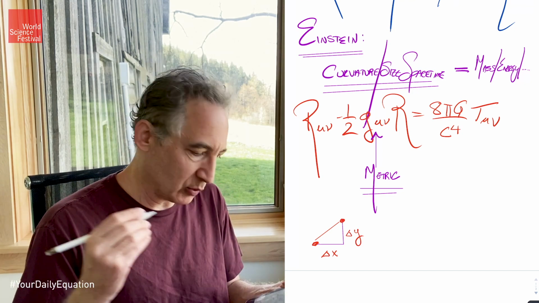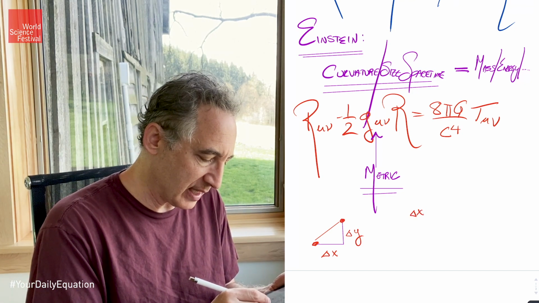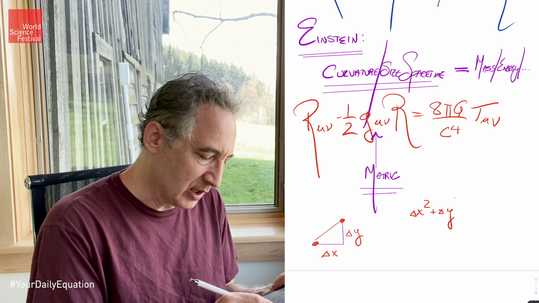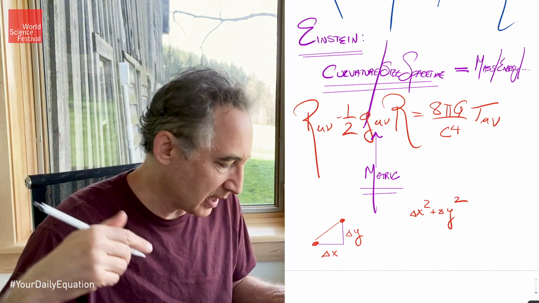It's the square root of delta x squared plus delta y squared. I'm just going to write that as delta x squared plus delta y squared to avoid having to write the square root, but you can put that in if you'd like.